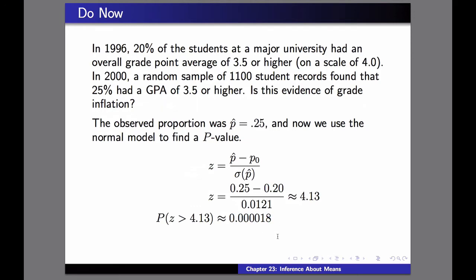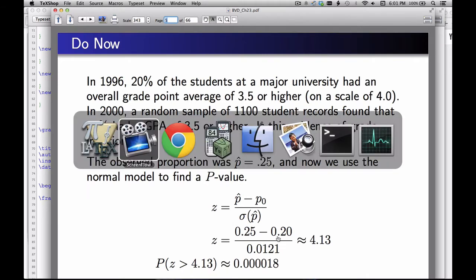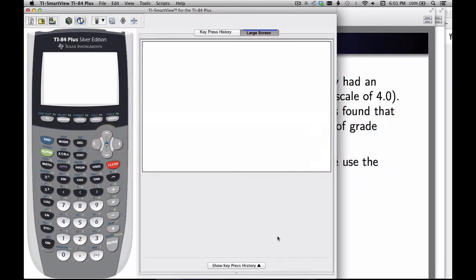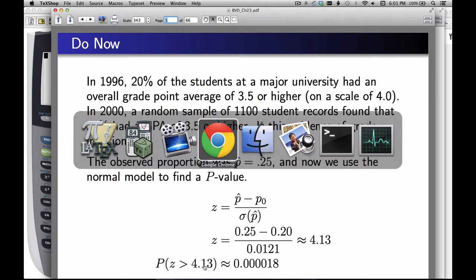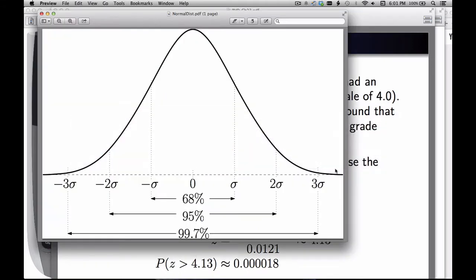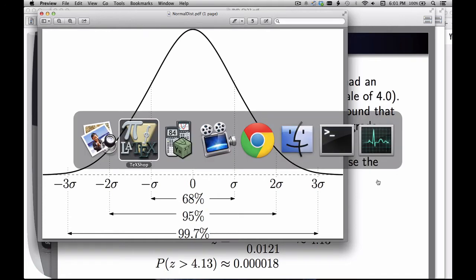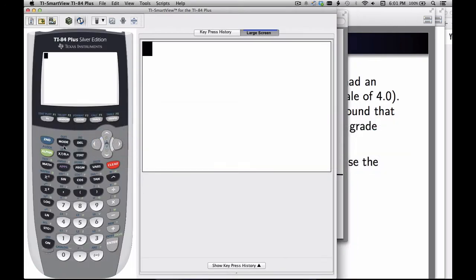Now let me show you how to do this on the TI calculator. Okay, so we're looking at p greater than 4.13. If we look at the normal model, that means we're way over here at 4.13, and we're looking for the area under the curve greater than that. So visually, just looking at this picture, we can tell that it's going to be a small number, but let's go ahead and calculate it anyways for the sake of practice.